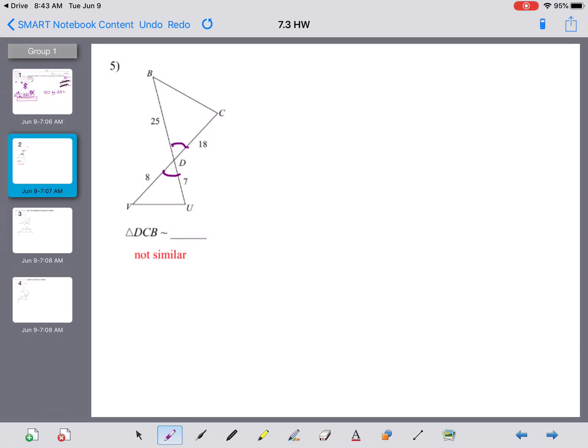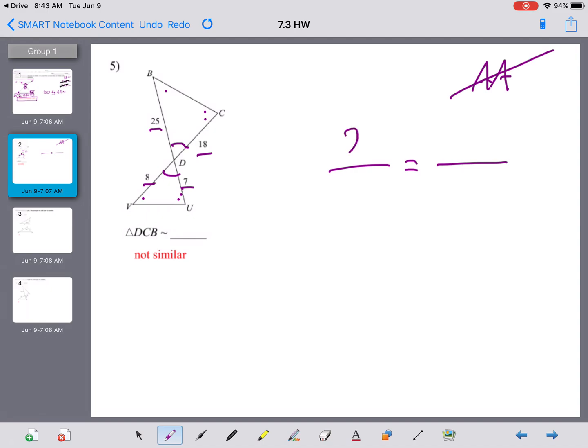So that's 1 pair of congruent angles, but I don't think we have enough information to say that angle B is congruent to angle V or that angle C is congruent to angle U. So I don't think that angle-angle similarity is going to work here because we only have 1 pair of congruent angles. But I do see that 1, 2, 3, 4 sides were given to us here, and that makes me think that we can check to see if there's a proportional relationship between those 4 sides. So let's take a look at how this would set up.